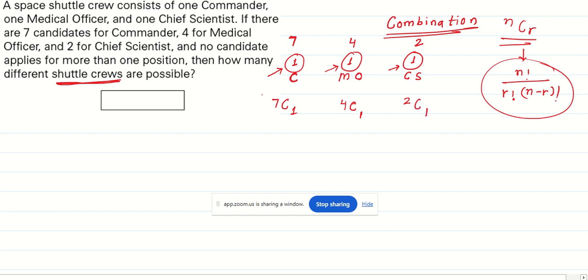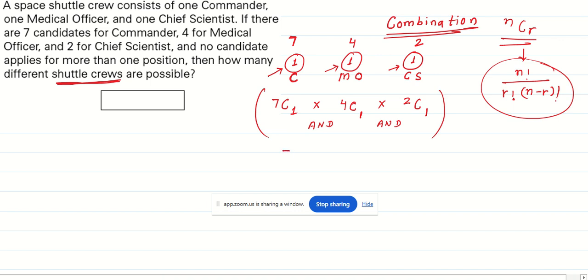So I need the team all together, right? Remember, together means what? Plus or minus? All together means "and", and "and" means multiplication, into. I need all together, which means I need the 3 members in a shuttle crew. So together, so into.